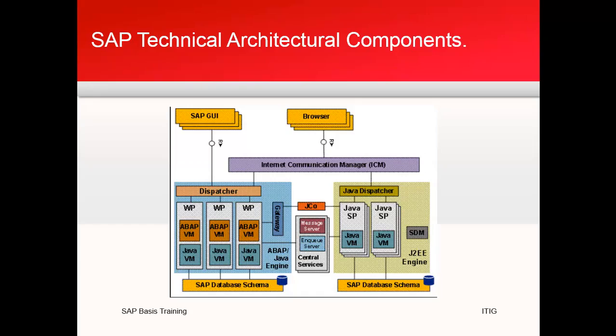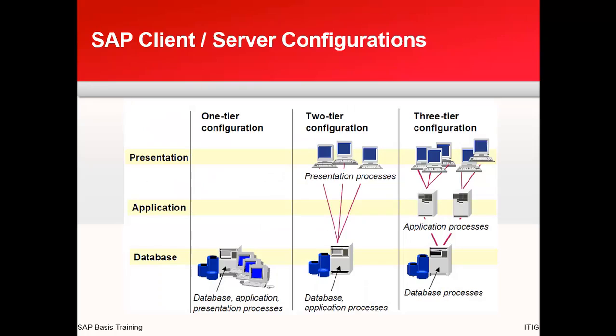In the middle you can see one of the core components, where you have the message server and the enqueue server. This is called the central services instance. Let's get into the next slide, which shows the client server configurations. You have three different configurations. The left side is the one tier configuration, the middle is the two tier configuration, and on the right is the three tier configuration.